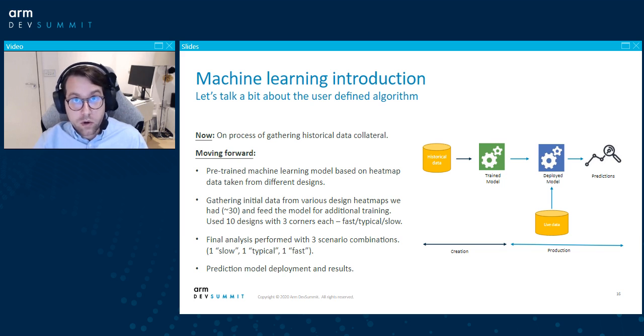A rough number will be like 20 to 30,000 heat maps. We need lots of data at this point to build a reliable historical data pool, let's say, in order to analyze things. So what will the steps after that be? The steps after gathering the historical data is to use the pre-trained model, which will consist of this historical data. On top of that, we need to have around 30 heat maps, which is a rough number.